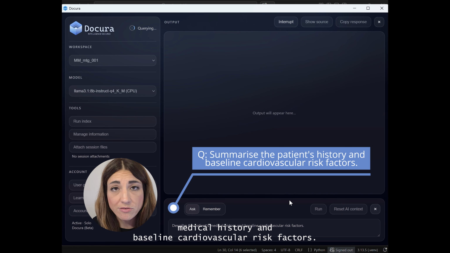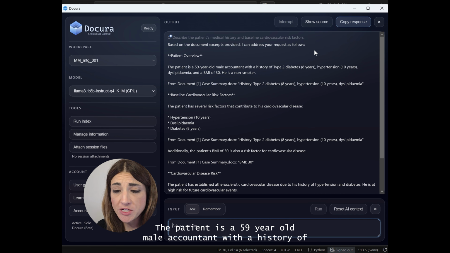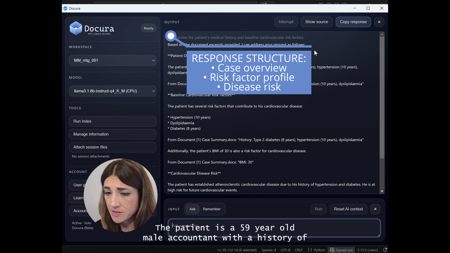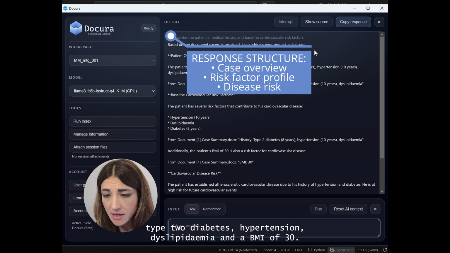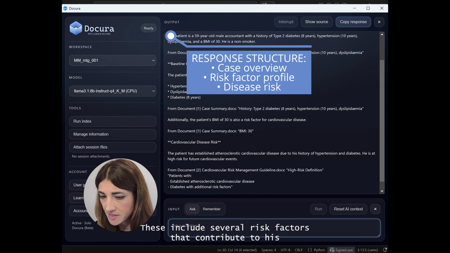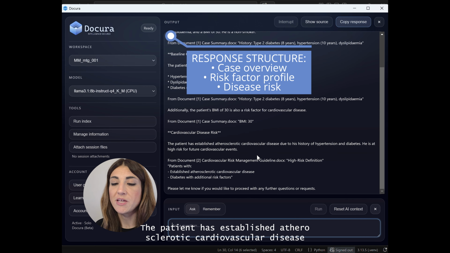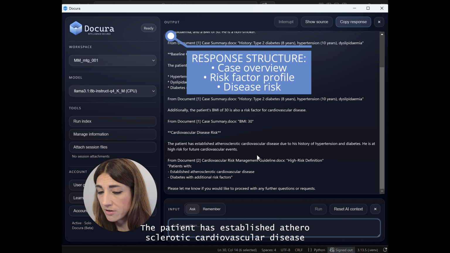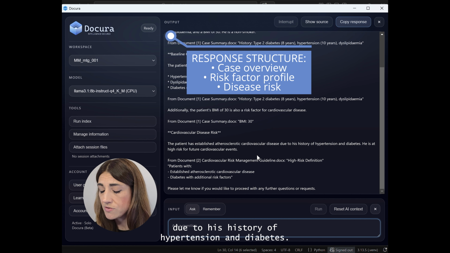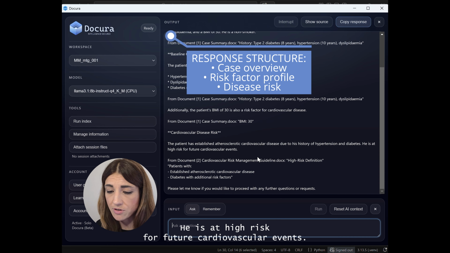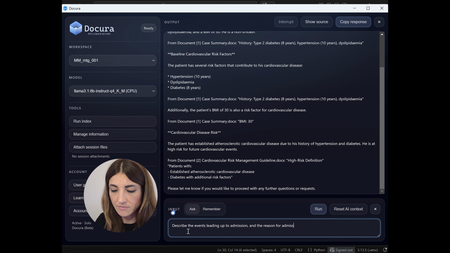Describe the patient's medical history and baseline cardiovascular risk factors. The patient is a 59-year-old male accountant with a history of type 2 diabetes, hypertension, dyslipidemia, and a BMI of 30. These include several risk factors that contribute to his cardiovascular disease. The patient has established atherosclerotic cardiovascular disease due to his history of hypertension and diabetes. He is at high risk for future cardiovascular events.